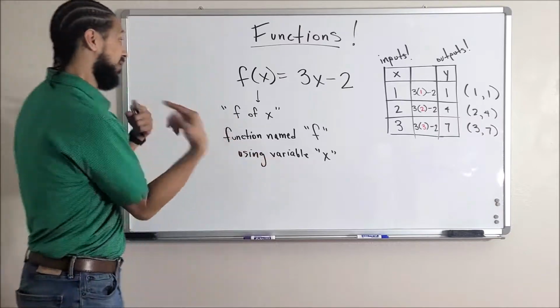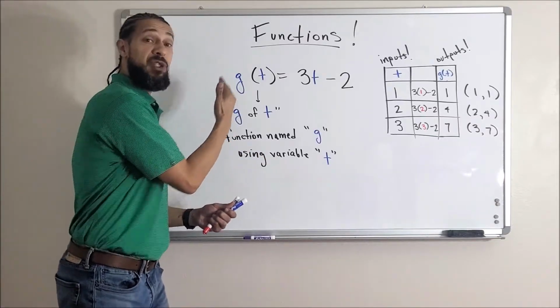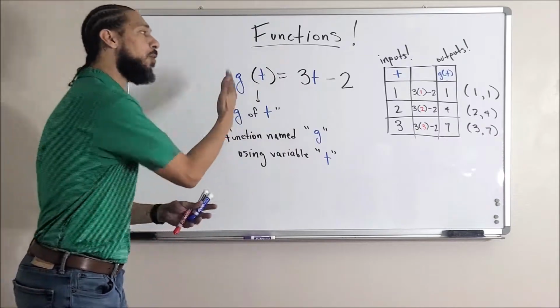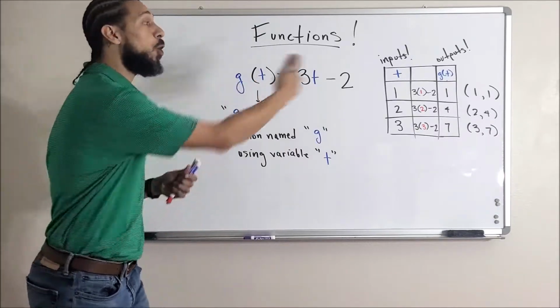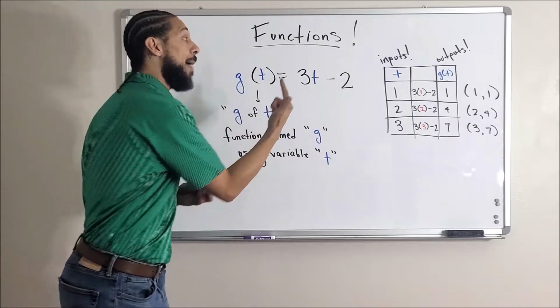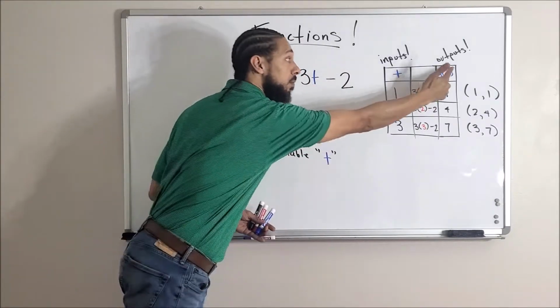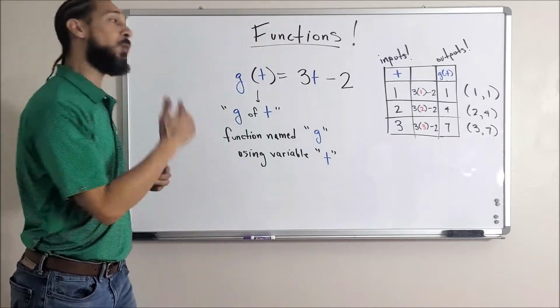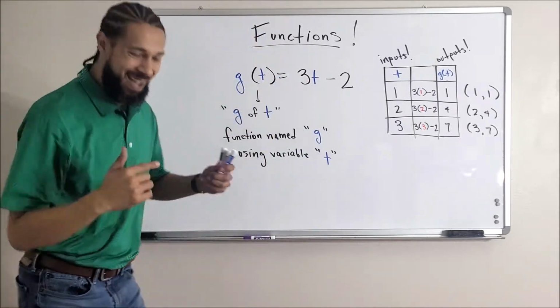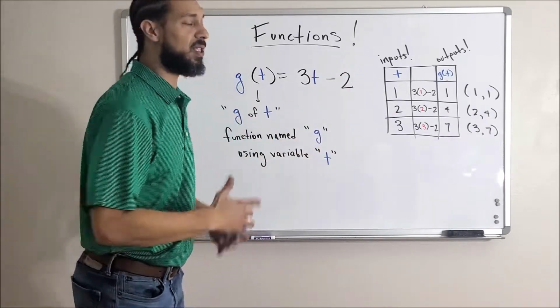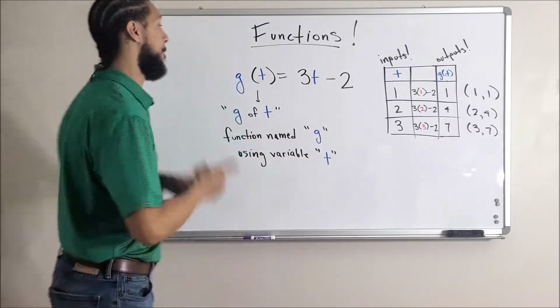It could be a function named g which uses the variable t. And that would look just like this. Now notice over here how my inputs change. I'm entering in values of t and I'm getting out the function value with that input. So this is a relationship, but let's talk about what makes a relationship a function.